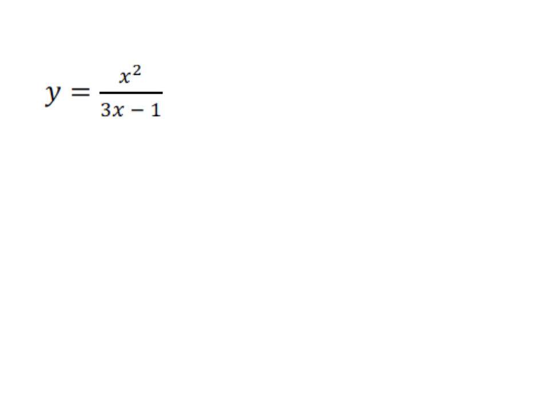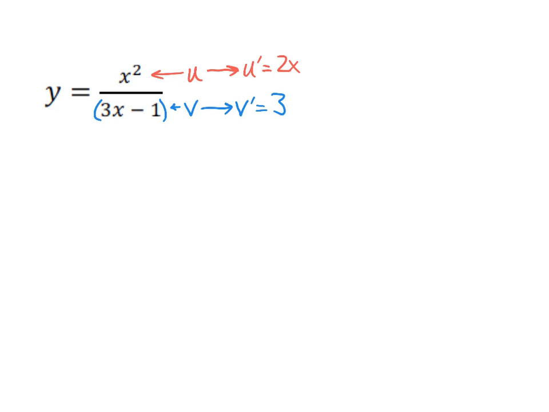So u is x squared. u is always the numerator, and that means that u prime equals 2x. v is that denominator, 3x minus 1, so v prime equals 3.